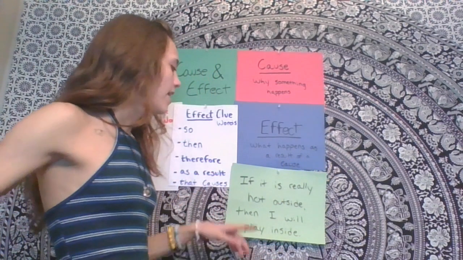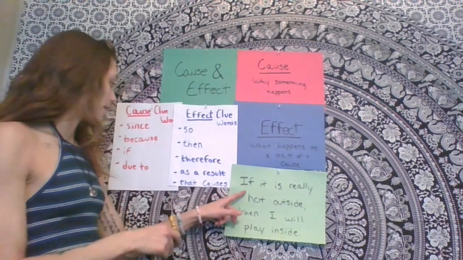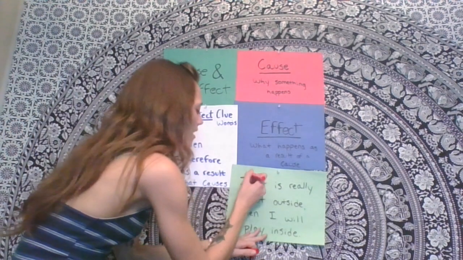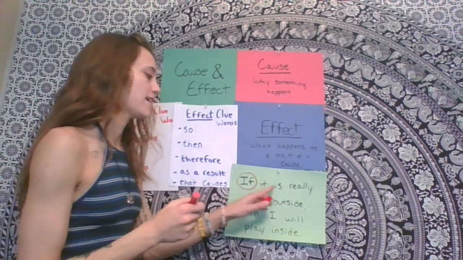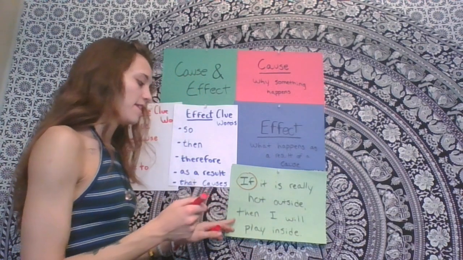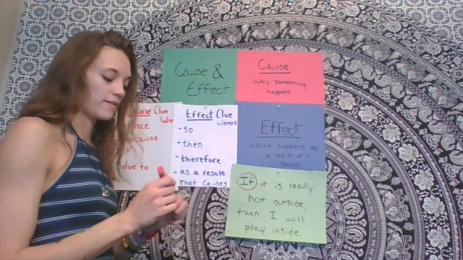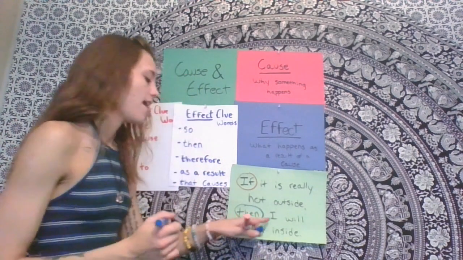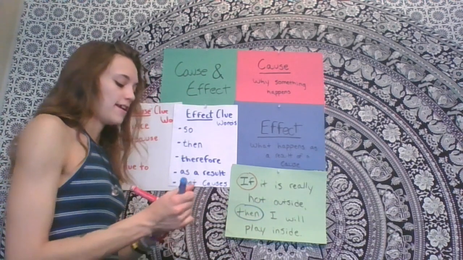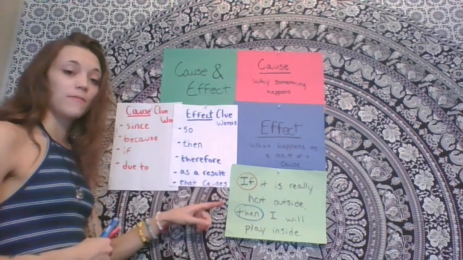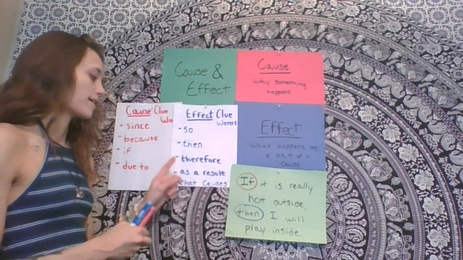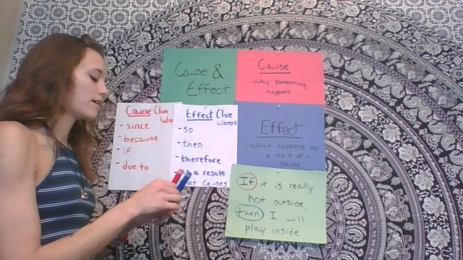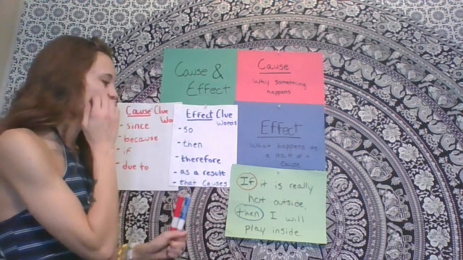Let me show you. If, oh, right there is one of my clue words. So I'm going to circle it. If it is really hot outside, then, there's another one of my clue words. That's an effect. Then I will play inside. So I have found my certain clue words. And then I use my clue words to identify the cause and effect.